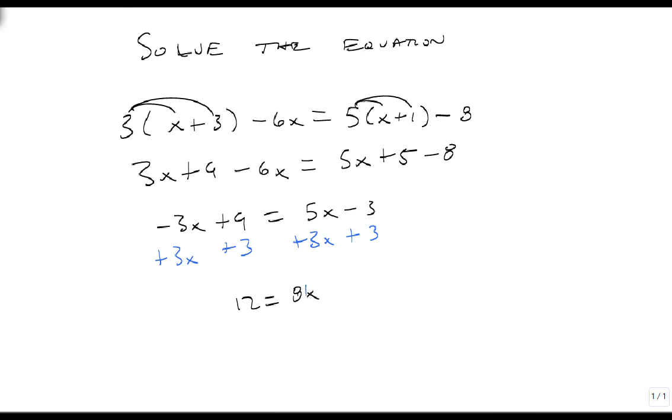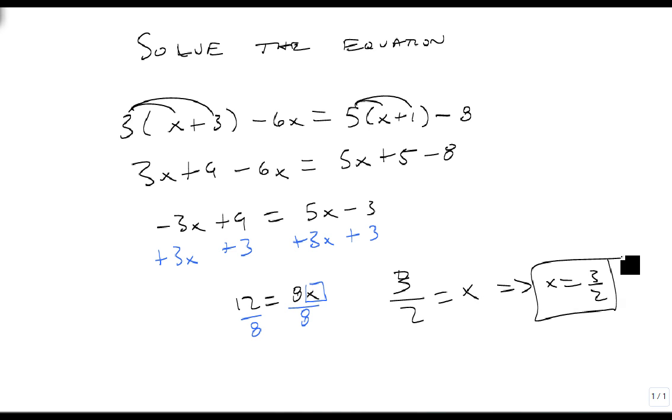Because I still have a single x at this point, I can divide by 8, and I'm going to get 12/8, or 3/2 equals x, which is the same as x equals 3/2. Since I have an x equals, that means that I've got a conditional equation. Okay?